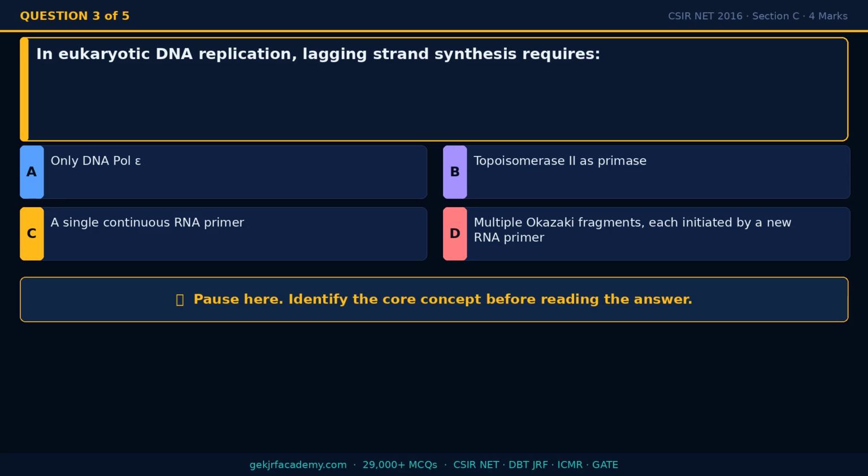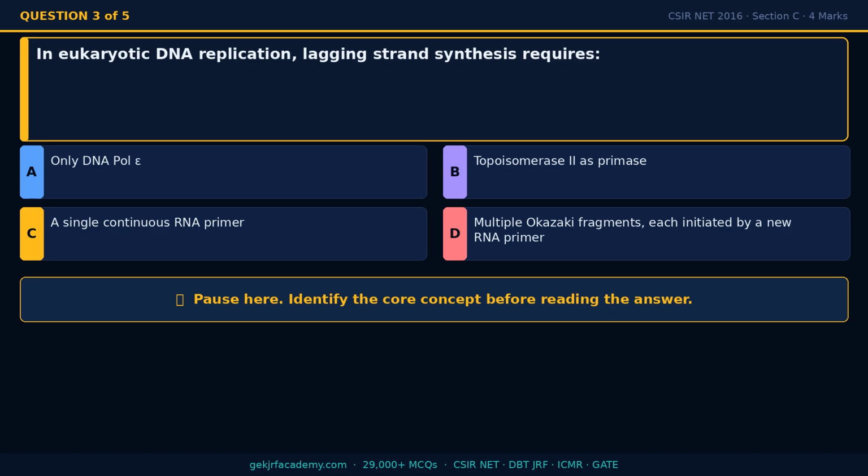Question 3. In eukaryotic DNA replication, lagging strand synthesis requires: Option A, only DNA polymerase epsilon. Option B, topoisomerase II as primase. Option C, a single continuous RNA primer. Option D, multiple Okazaki fragments, each initiated by a new RNA primer.